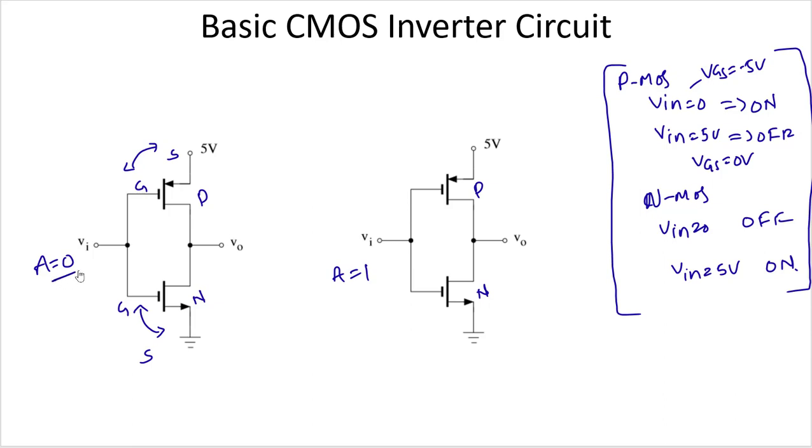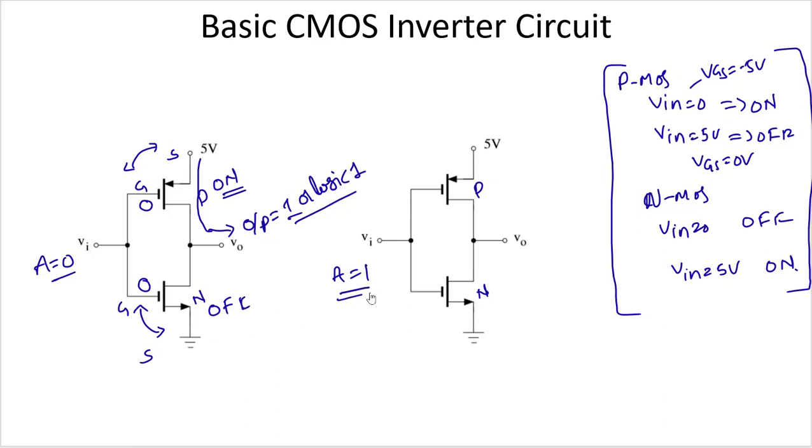So when A is 0, we are going to apply 0 here. This is a PMOS transistor. The same 0 will be applied here. When 0 is applied here, this will be on. As you can see, when Vin is 0, VGS will be minus 5 volts. That means PMOS transistor will be on and this will be off. When this is on, you have a conduction path towards the output side. As a result, you are going to get output as 1, or indirectly you can say logic 1.